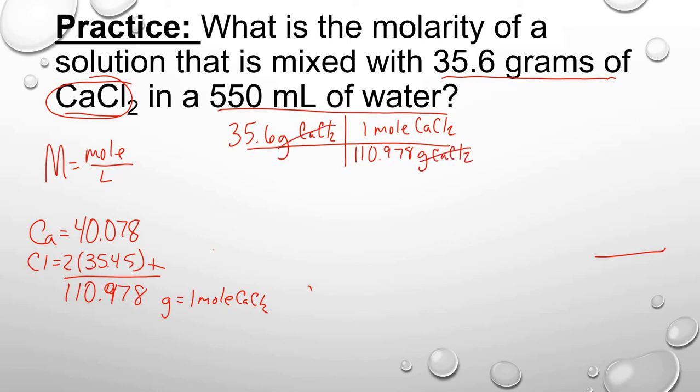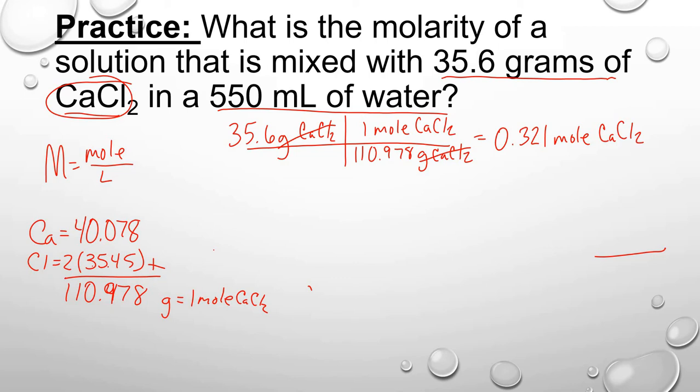And grams cancel out. Take 35 divided by 110, and what do we get? Should be about 0.3, I'm guessing. Give me 3 sig figs. Mole calcium chloride. So I've got my moles.